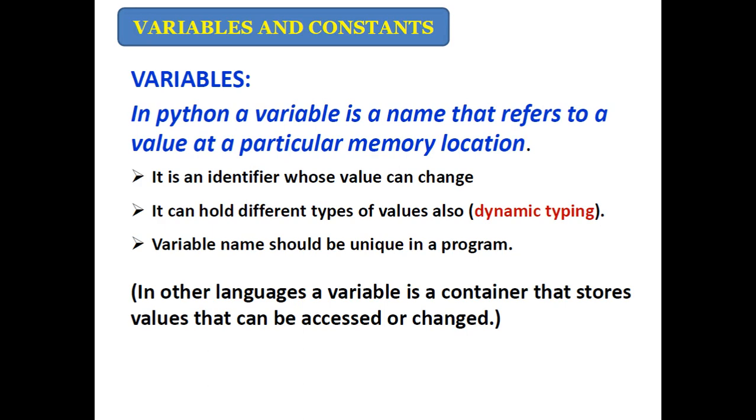Now, what is a variable? In Python, a variable is a user-defined name that refers to a value at a particular memory location. It is an identifier. That means certainly it follows certain rules for naming. Value can be changed. It can hold different types of values, known as dynamic typing. The name should be unique in a program. In Python, actually, a variable is not a storage container like we have used in other programming languages. Gradually we'll see what it is.